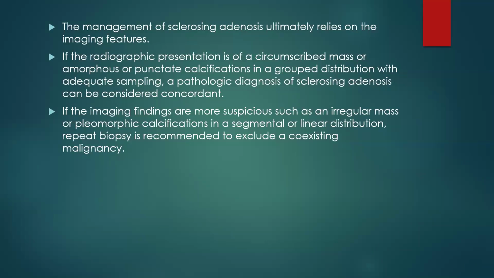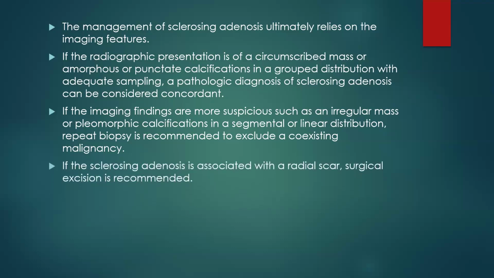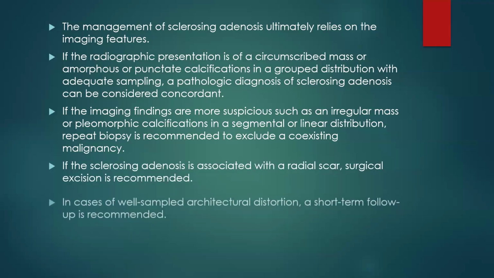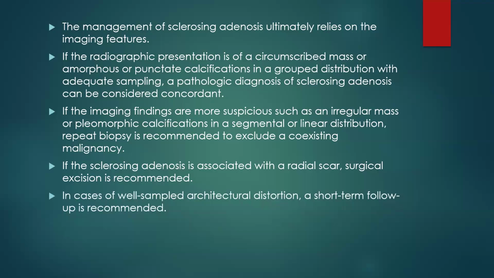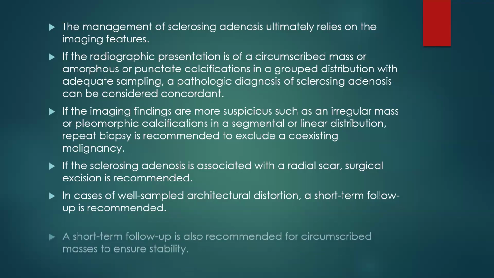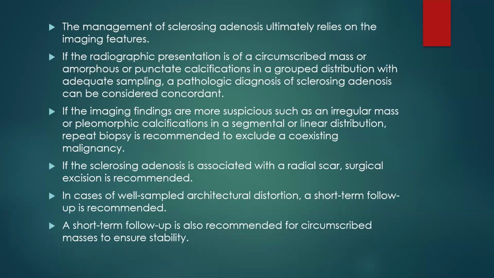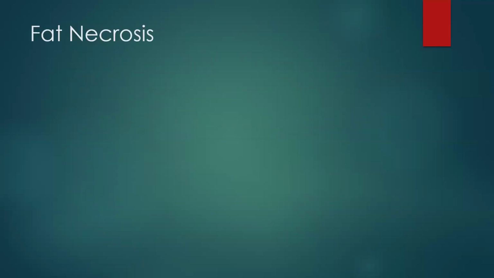If you did a biopsy and they said that it is adenosis, you should repeat the biopsy to exclude coexisting malignancy or faulty sampling. If the sclerosing adenosis is associated with a radial scar, surgical excision is recommended in this case. In cases of well-sampled architectural distortion, a short-term follow-up is recommended. And a short-term follow-up is also recommended for circumscribed masses to ensure their stability over time.